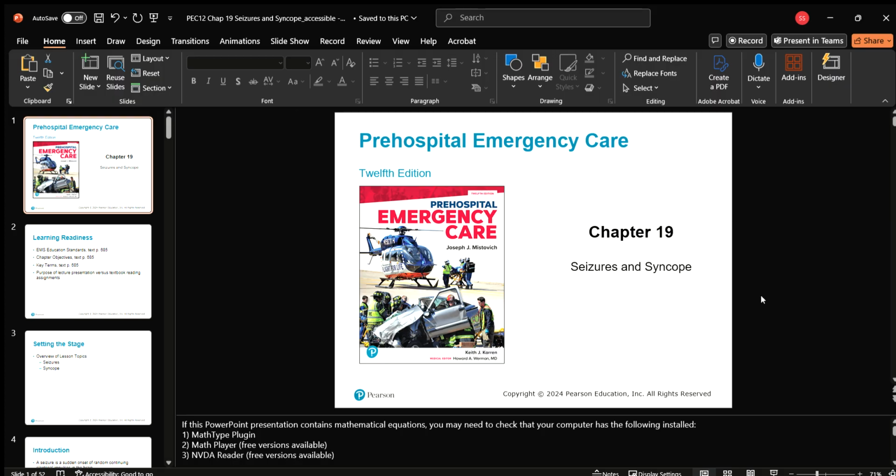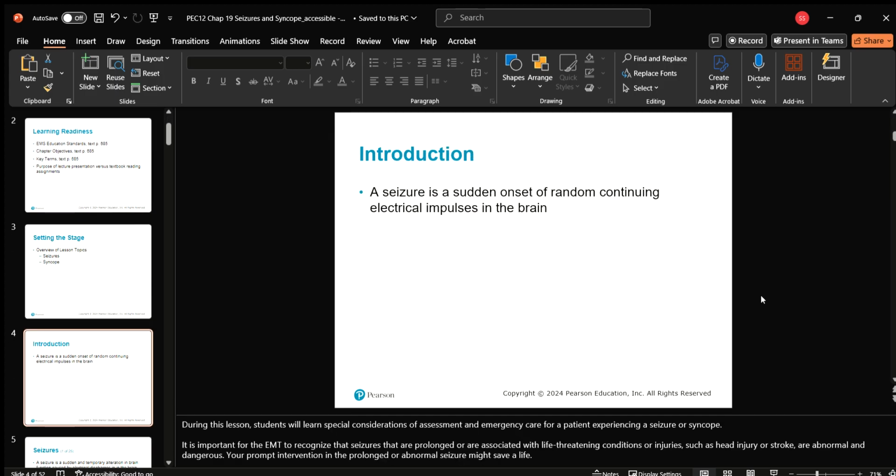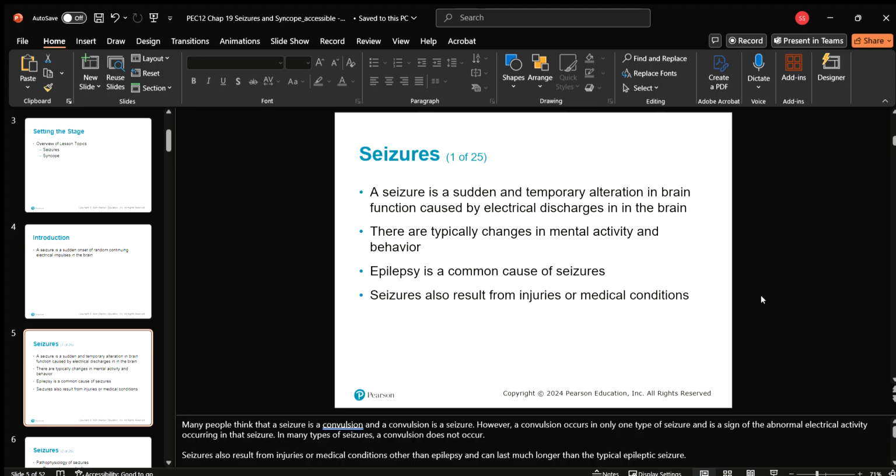Seizures, syncope. Okay, we know what we're talking about here. So, what is a seizure? A sudden onset of random continuing electrical impulses in the brain. At some point, some place in the brain, there's an electrical impulse that should not be happening. And what can happen is that it can contain the entire sphere, or hemisphere, rather. It can go to one portion of the brain, or it can completely take over the entire brain, causing what we see as the tonic-clonic seizures. We're going to see examples of that in a second.